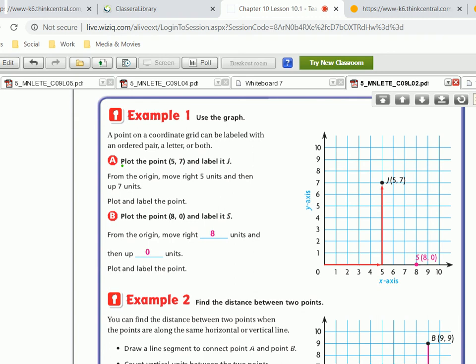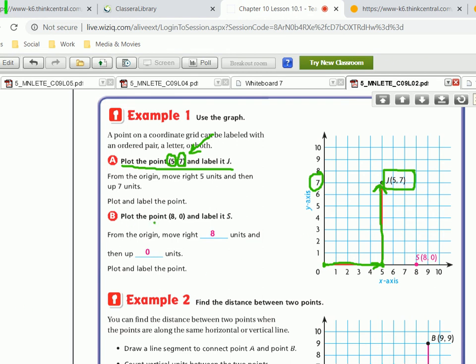Okay, now it asks me to plot the point 5 and 7 and label it J. So firstly you have to plot it in the correct position. We start with 0, every time we start with 0, and then move 5 steps to the right according to our ordered pair here. So we move 5 units to the right and stop. Then we move 7 units up, because we have 7 here, so we stop at the same line of the 7. Okay, so the point is J, 5 and 7.